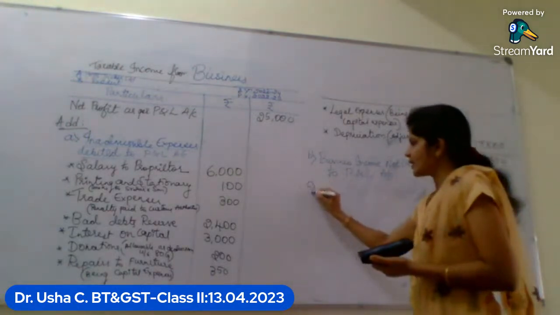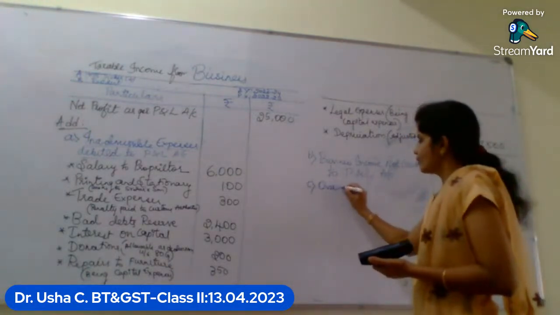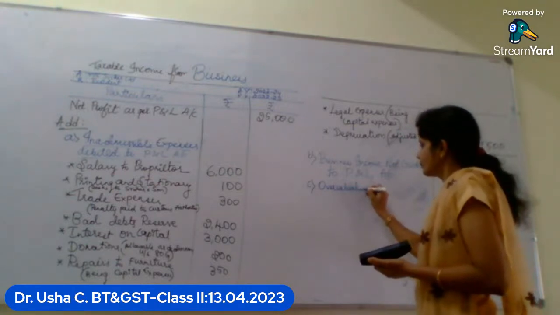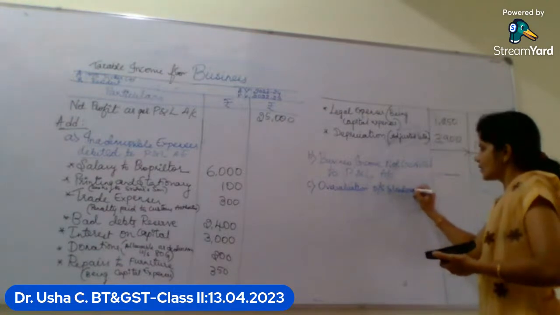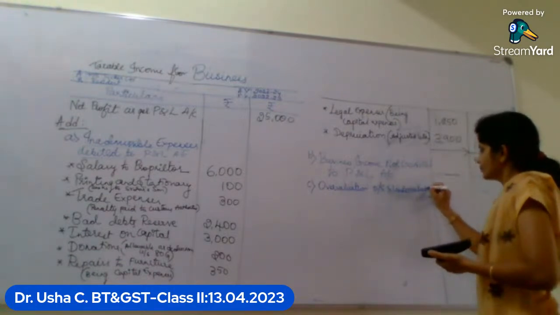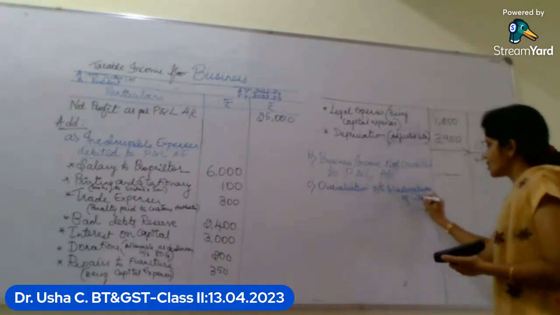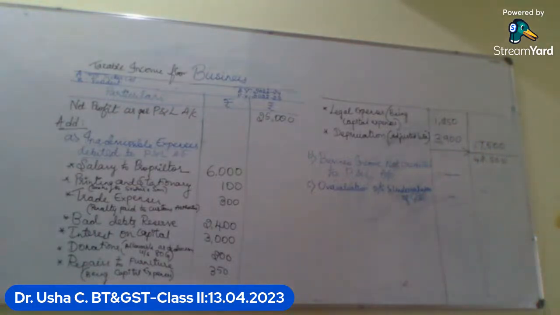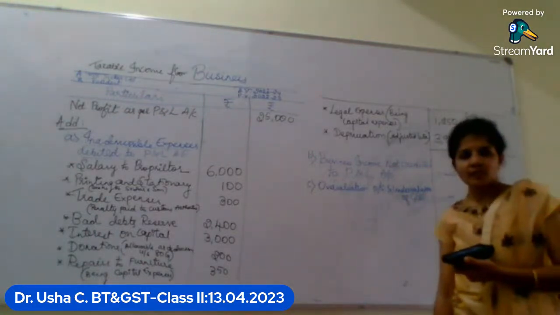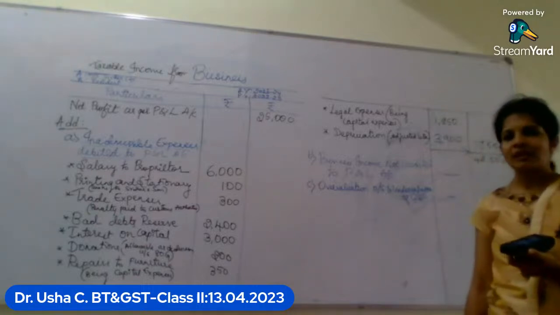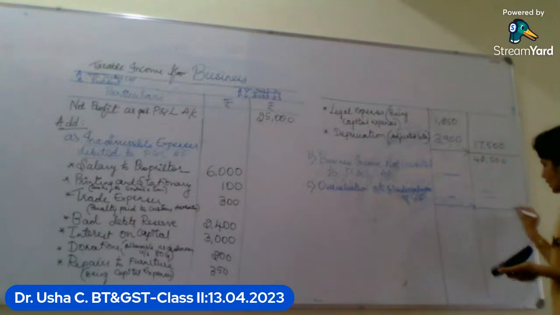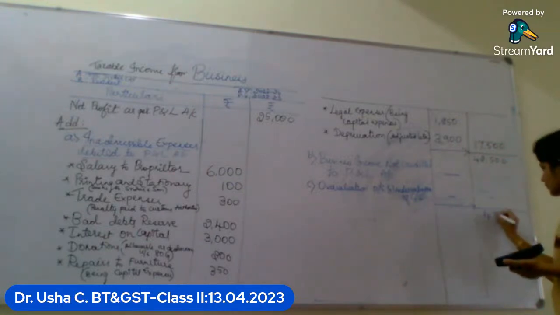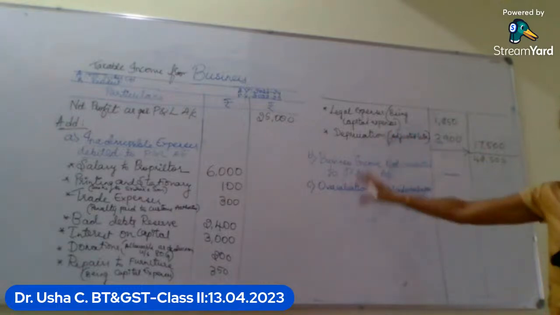Then third part is overvaluation of opening stock and undervaluation of closing stock. Is there any information relating to this? Overvaluation of opening stock and undervaluation of closing stock? No, right? So even there is no information. So whatever the balance which we got as 42,500, this is added item.